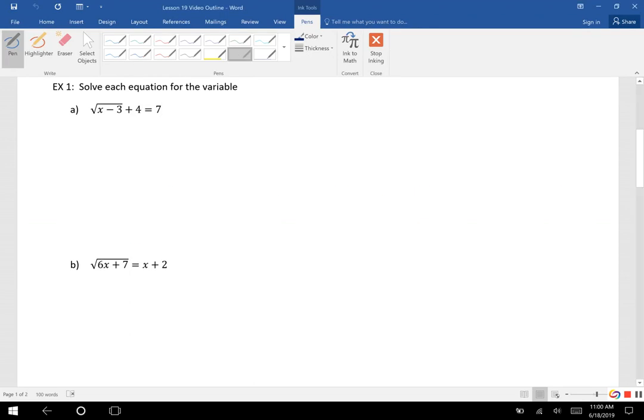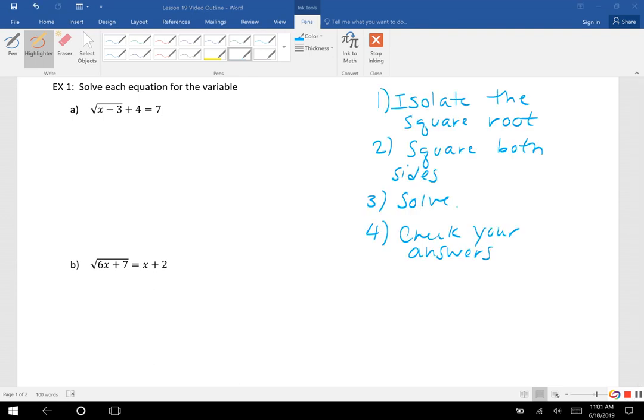In this lesson, we're going to talk about solving equations with radicals. So that would be equations with square roots. To solve an equation with a square root, the very first thing you're going to do is isolate the square root. That means get the square root by itself.